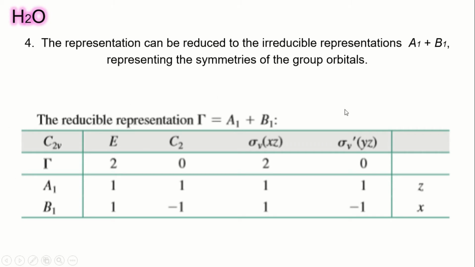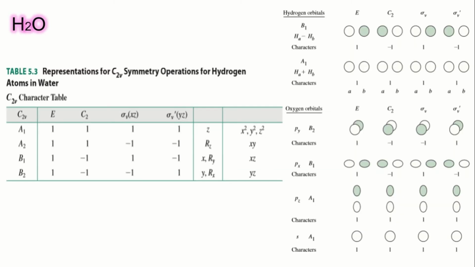So in step 5, these group orbitals will be matched with oxygen orbitals of matching symmetries. And what do I mean by that? So these are the hydrogen orbitals, what we also call the group orbitals, and this is the oxygen orbital, which we also call the atomic orbital. As we said, the irreducible representations for the hydrogen orbitals are B1 and A1. But how did we get these?